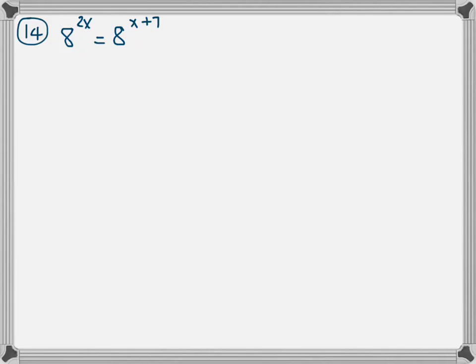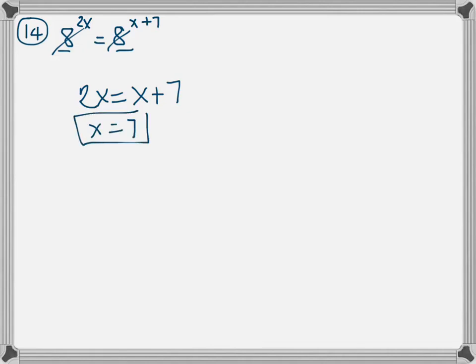So let's do a couple more of these, starting with number 14. On 14, we have 8 to the 2x is equal to 8 to the x plus 7. This one is super easy. If the bases are the same, like 8 and 8 here, well, just get rid of them. If the base is the same, the exponents have to be the same. So 2x is equal to x plus 7. Subtract the x over, x is equal to 7. That's it. Done. Finished.